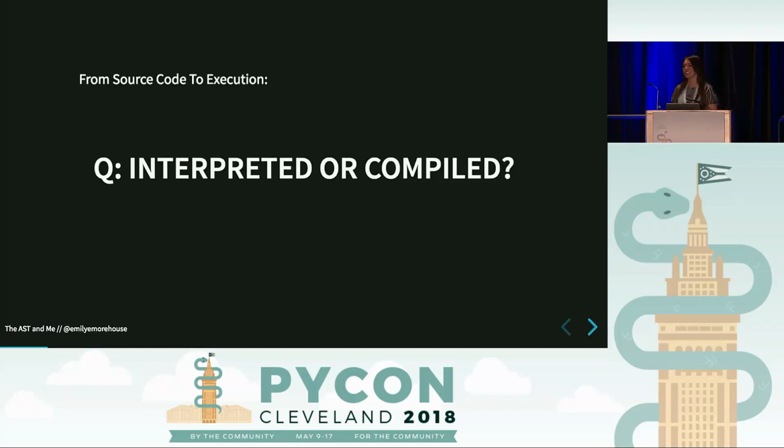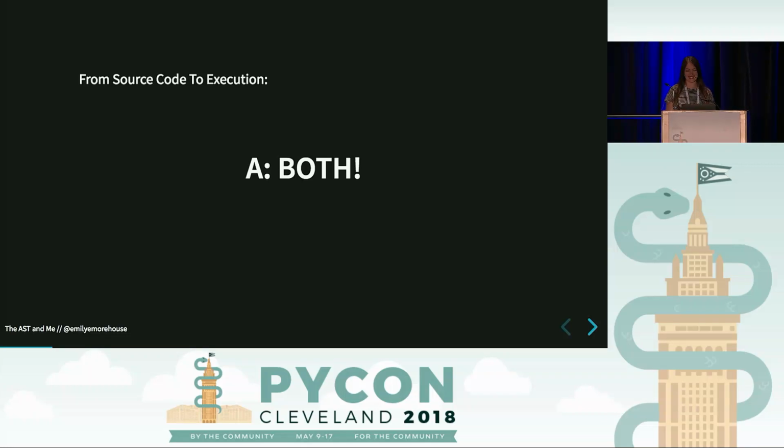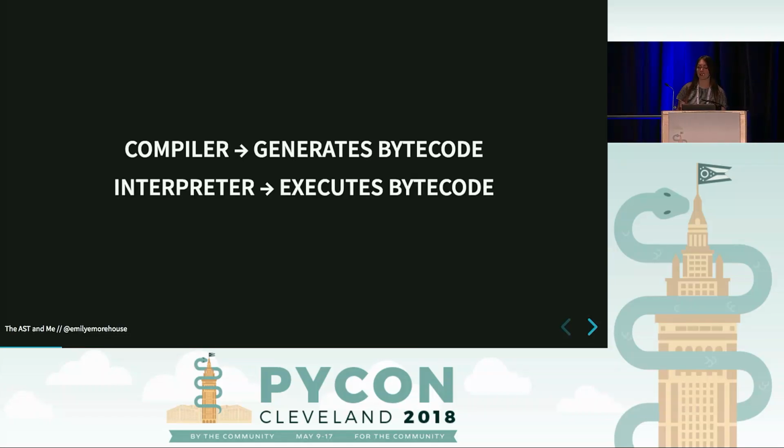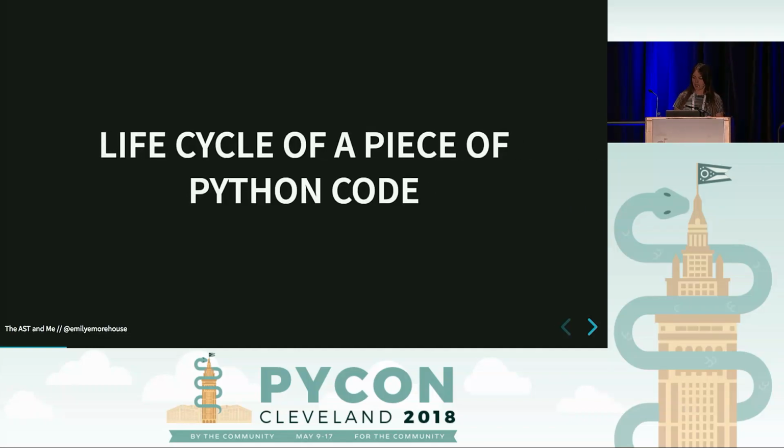So the first question is, is Python compiled or interpreted? Yes, and that is exactly the right answer. It's both. So we have our compiler that generates bytecode, and then our interpreter that makes sense of that bytecode in order to execute your code. And so one of the ways in which Python is considered to be a dynamic language is that the same exact bytecode doesn't necessarily always have the same exact outcome. So let's zoom in a little bit to see a little bit more of this process.